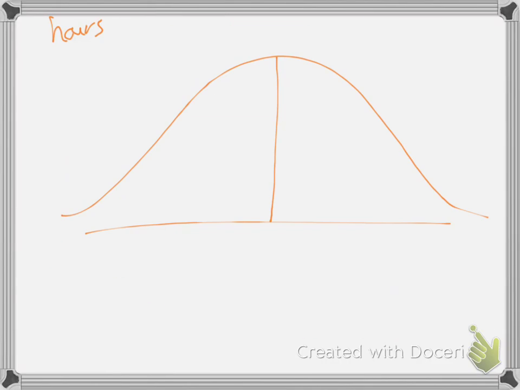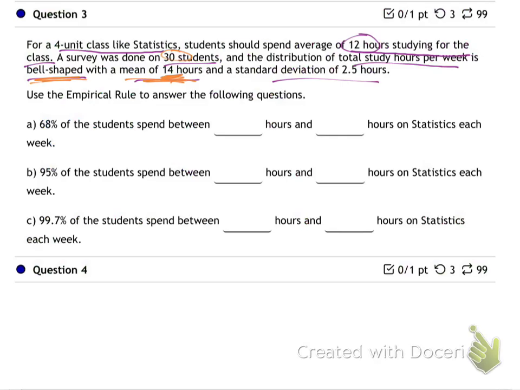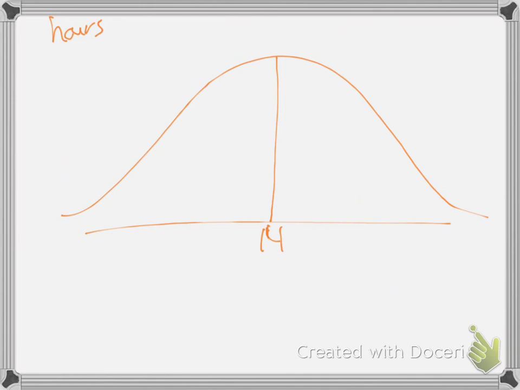I'm not sure I believe that, but anyway, that's what the example says. 14 hours is the average amount of studying. And what is the standard deviation? 2.5, right? Y'all with me? Making sense? So 14's the middle, and the jumps are going to be 2.5 each, aren't they? So the middle's 14. That's the mean. That's the middle of the curve. And the jumps, the standard deviation, is 2.5.